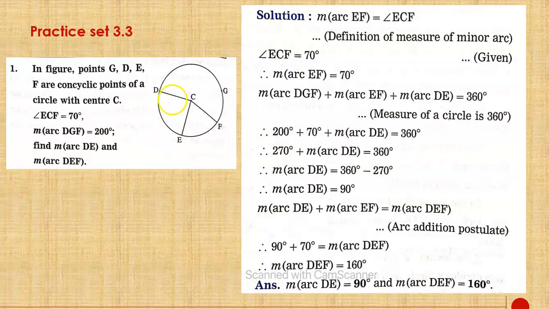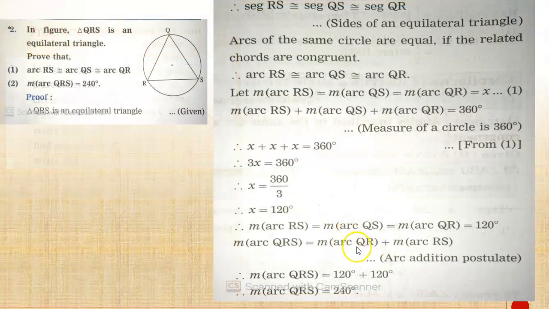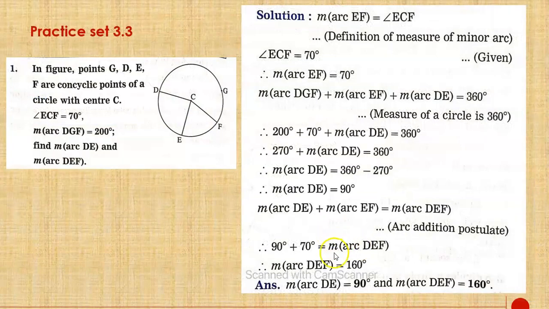Now I know that measure arc DE plus measure arc EF gives me this entire measure arc DEF by arc addition postulate, and I know their values as well. So I substitute 90 degrees plus 70 degrees is equal to measure arc DEF. Therefore, measure arc DEF is equal to 160 degrees. So this is how I find both the values. Now let's move to question number 2.